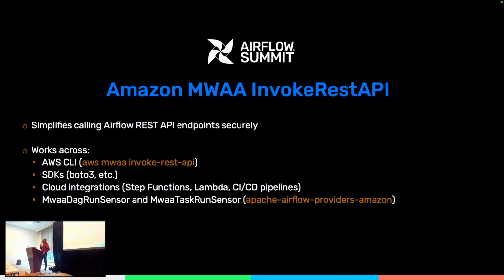So these were some of the motivations for us at MWAA to provide a new feature called InvokeRestApi. It's basically an AWS API. What it does is abstract away the Airflow web server exposure from the callers and make the Airflow REST API call behind the scenes. What's great is that it works across different tools and environments. For example, you can use the AWS CLI, with aws mwaa invoke-rest-api. It has built-in SDKs, such as Boto3. And it's very easy to do cloud integrations with Step Functions, Lambda, etc.